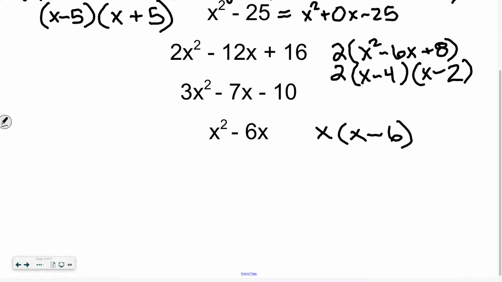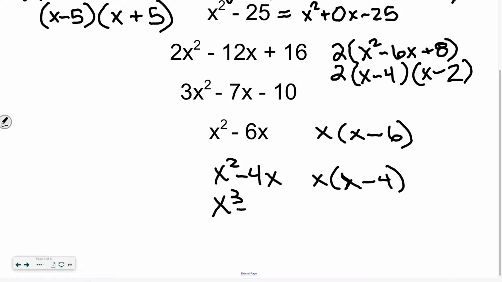I guess I could have made that a better question. x squared minus 4x. What would you do? Just factor out the x, and then you're left with x minus 4. That's not even the one I meant to make. I meant to do this one. Sorry. x cubed minus 4x. Take out an x, and then you're left with x squared minus 4.